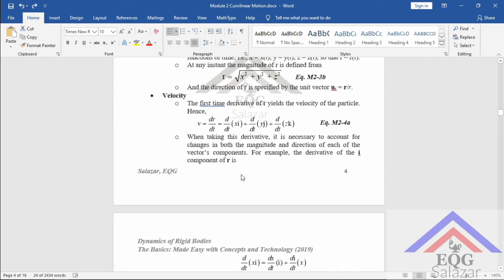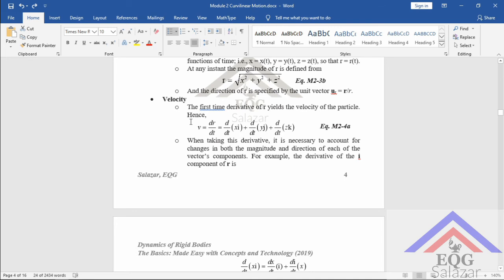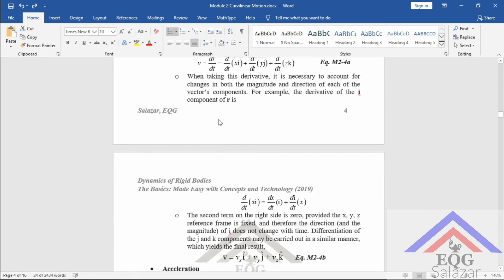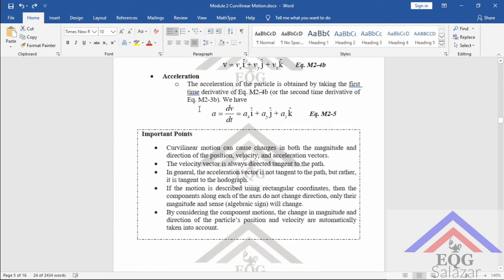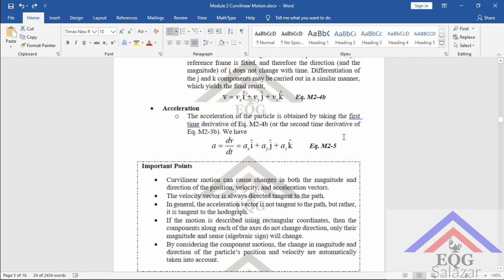Furthermore, it's the same thing. It's still the first time derivative of r, or the position vector, and the acceleration is still the second time derivative of your position vector, or the first time derivative of your velocity vector. So you have x, y, and z components right there.